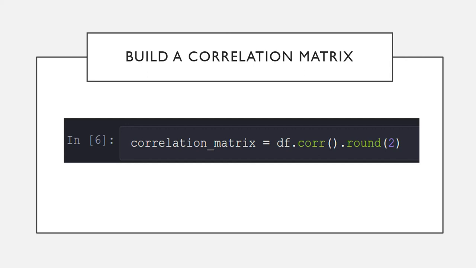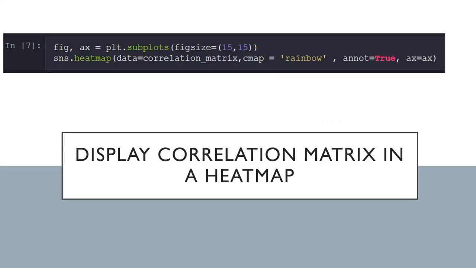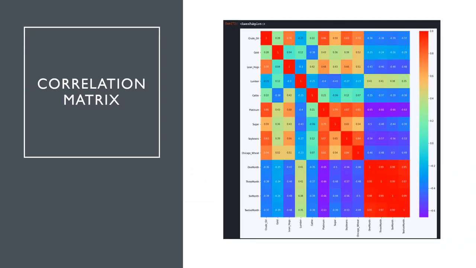Build a correlation matrix using the corr function as shown here in window 6. Display the correlation matrix in a heat map as shown here in window 7. I used the rainbow color scheme for this heat map, but you could use any scheme that you would like. This is what the correlation matrix looks like in the heat map.